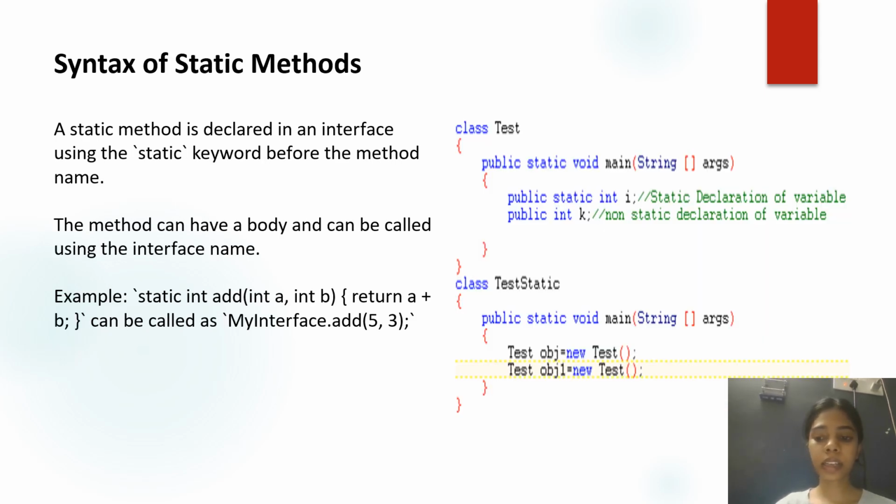Now let us take a look at the syntax of static methods. A static method is declared in an interface using the static keyword. The method can have a body and can be called using the interface name. For example, static int add(int a, int b) { return a + b; } can be called by MyInterface.add(5, 3).